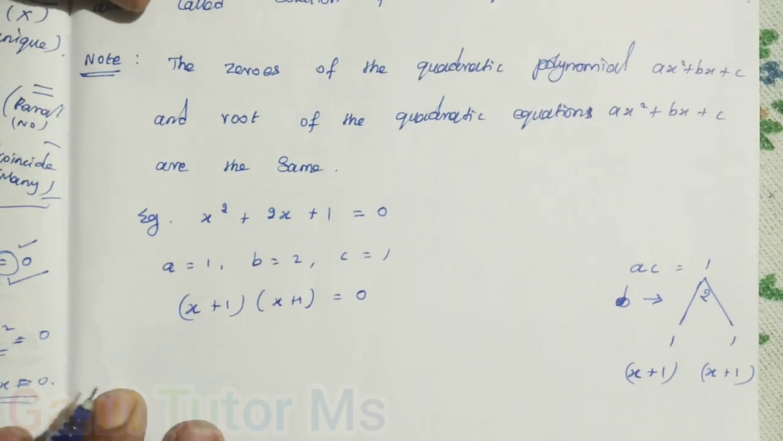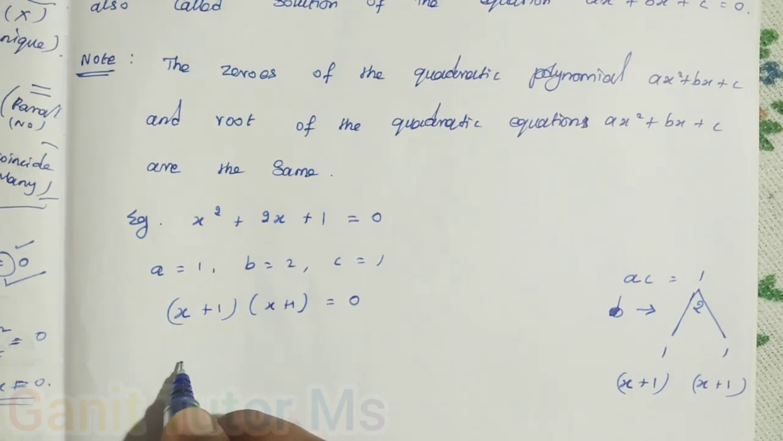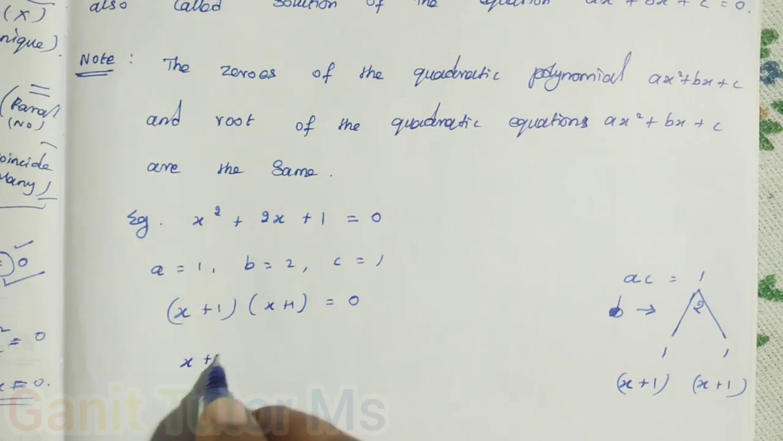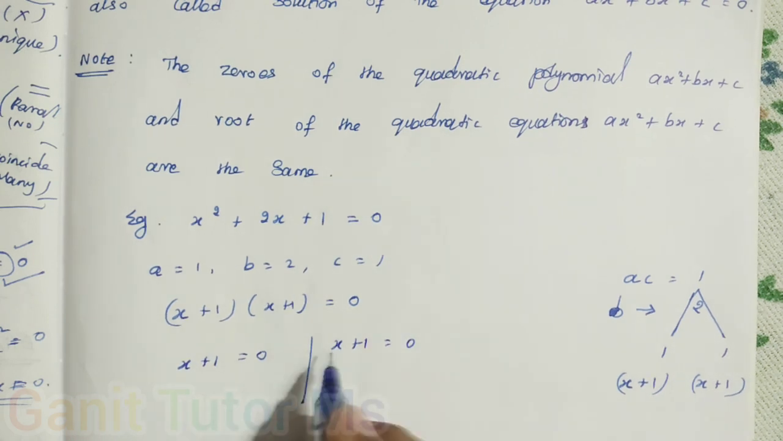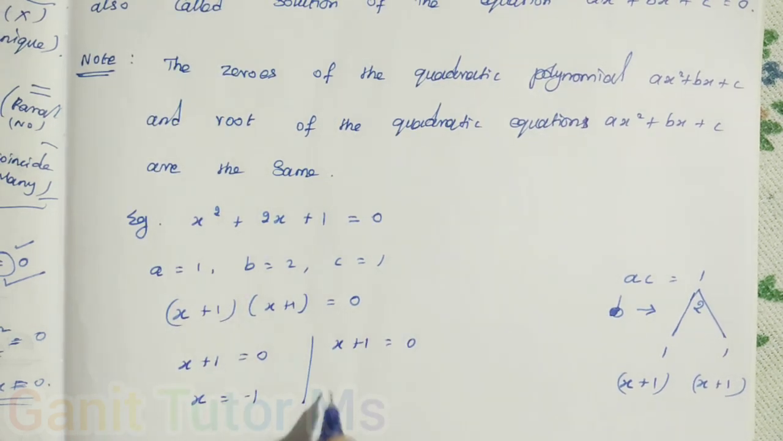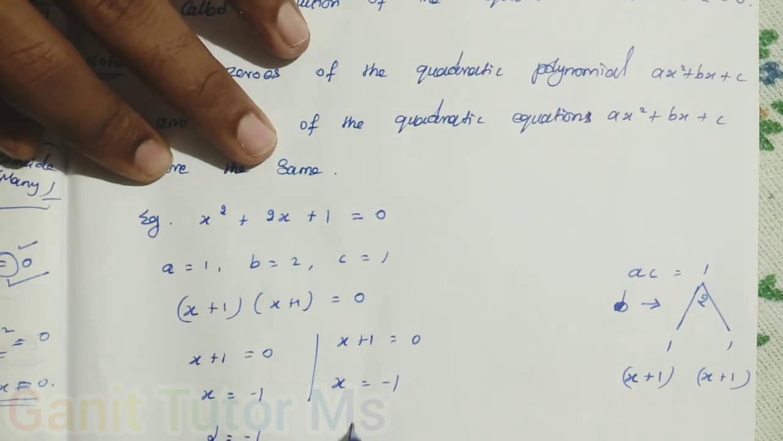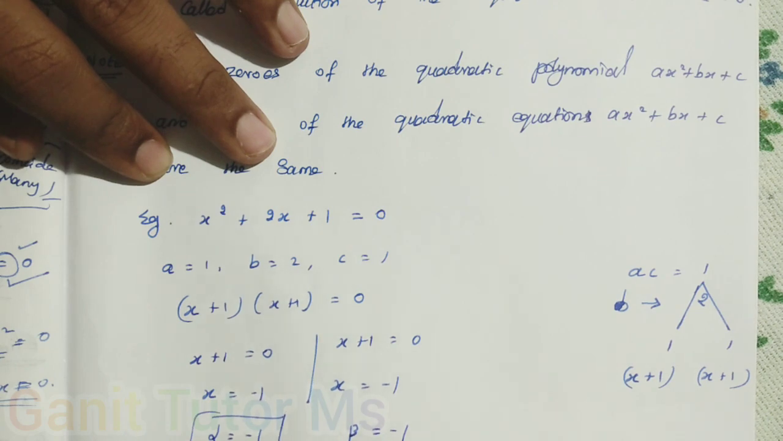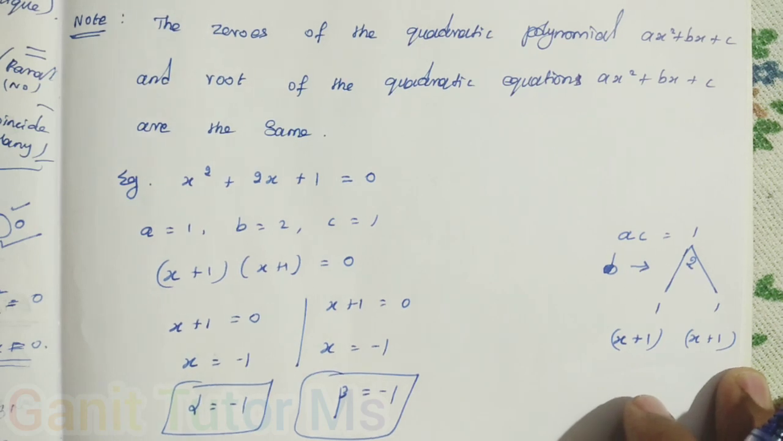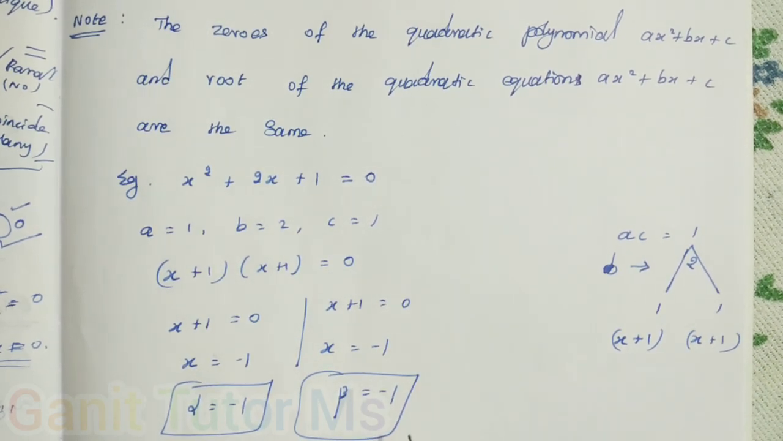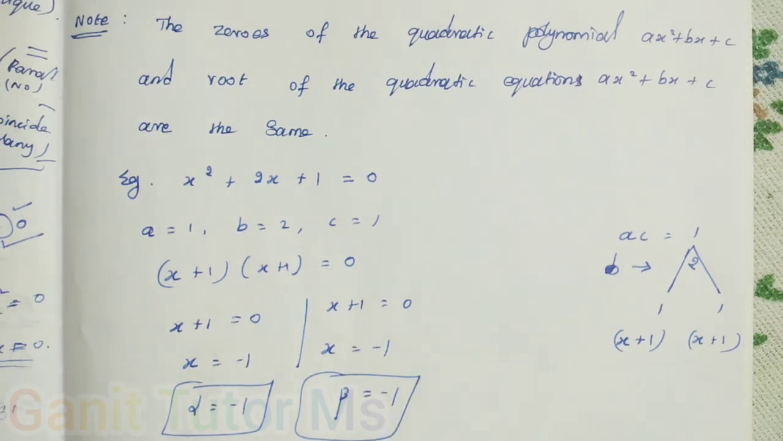Now we can find the zeros of the equation. Very easy: you equate the factors to 0, then you get the zeros of the equation. That is the solution. So x plus 1 equal to 0 or x plus 1 equal to 0. Either one should be 0. So x is equal to minus 1, and x is equal to minus 1. So alpha is equal to minus 1 and beta is equal to minus 1. Any doubt? So here alpha and beta are the zeros of the quadratic equation. Otherwise, here we call them the roots of the given equation. Are you all clear?